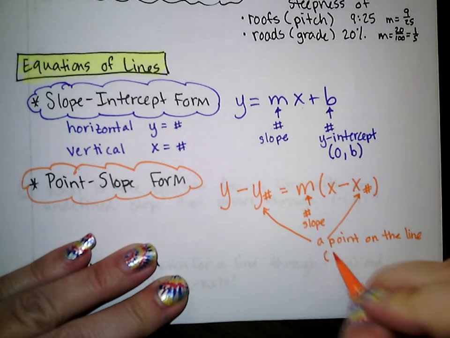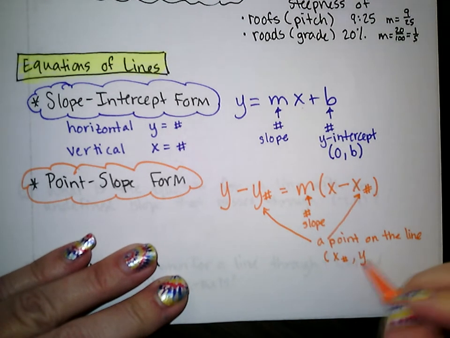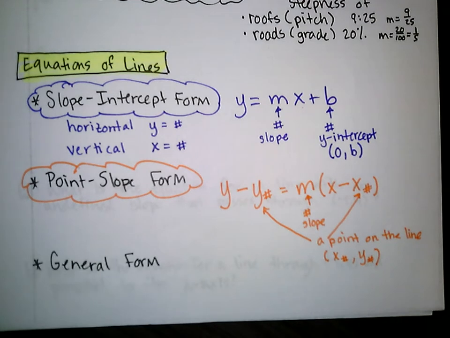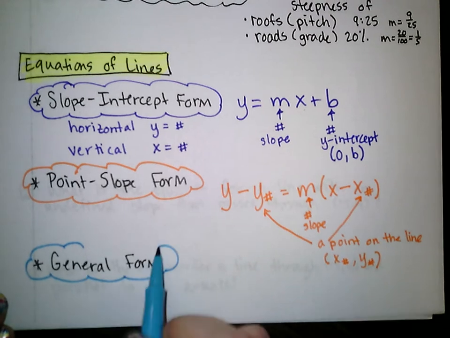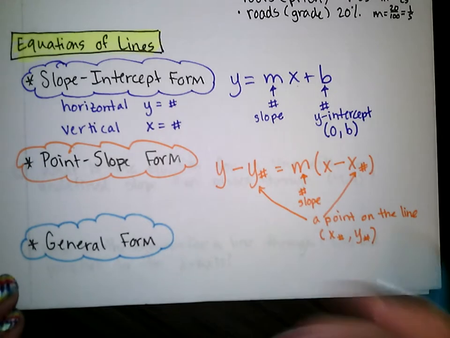So any point on the line, x number, comma, y number, we can use for point slope form. When MyMathLab asks you for point slope form, you're going to leave it just like that. You're not going to rearrange it into slope-intercept form. So make sure you pay attention to what the little blue words tell you in how to give the answer to these problems. Okay, then we have general form.